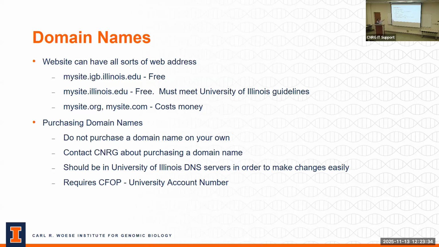If you want something .illinois.edu, it is free, but it has to meet some University of Illinois guidelines. It can't be a generic name. It has to be something identified with the group. And you can also get other custom ones, .org, .com, or whatever other domain names are out there. But those will cost money.